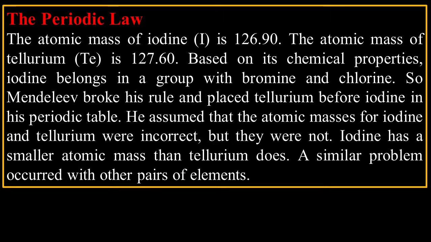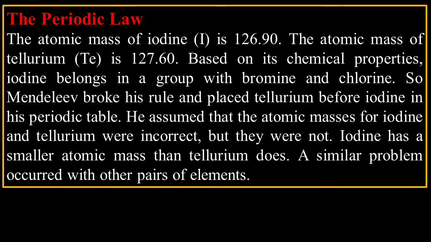The atomic mass of iodine is 126.90. The atomic mass of tellurium is 127.60. Based on its chemical properties, iodine belongs in a group with bromine and chlorine. So Mendeleev broke his rule and placed tellurium before iodine in his periodic table. He assumed that the atomic masses for iodine and tellurium were incorrect, but they were not. Iodine has a smaller atomic mass than tellurium does.